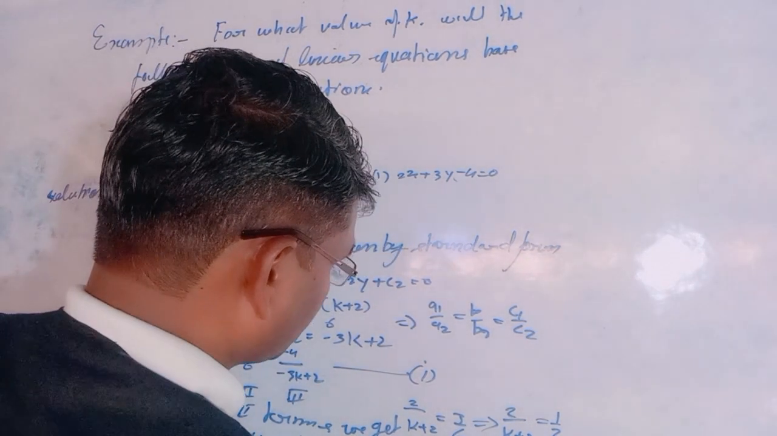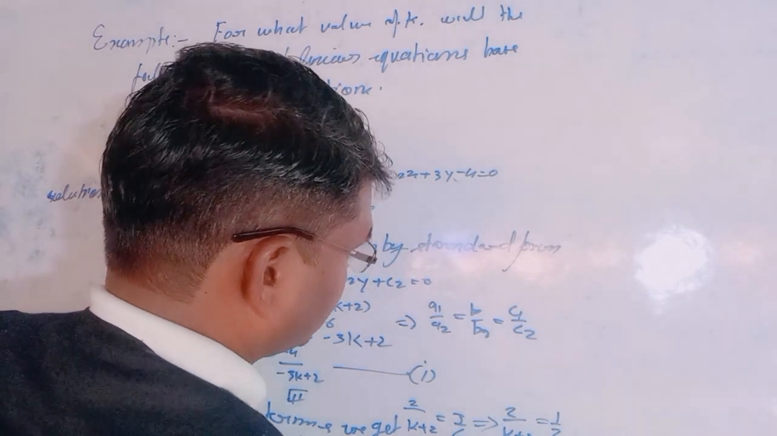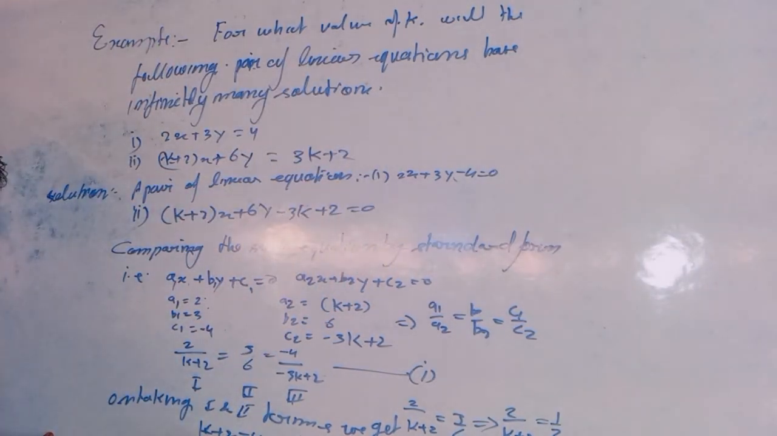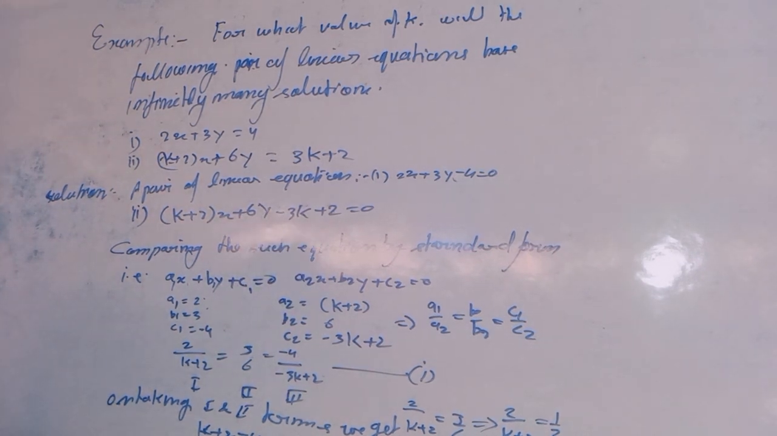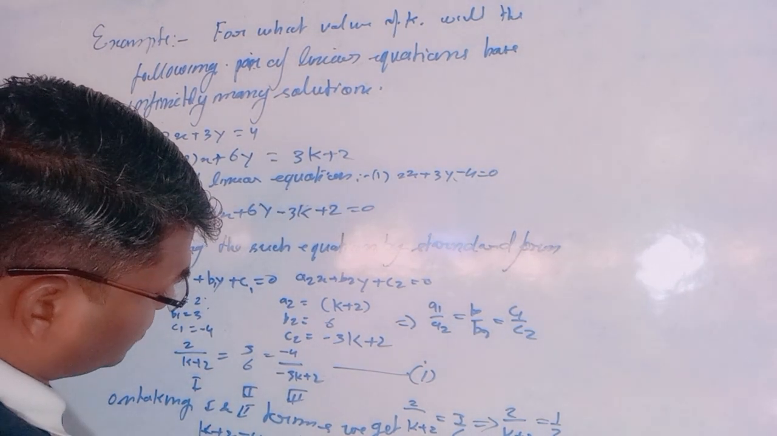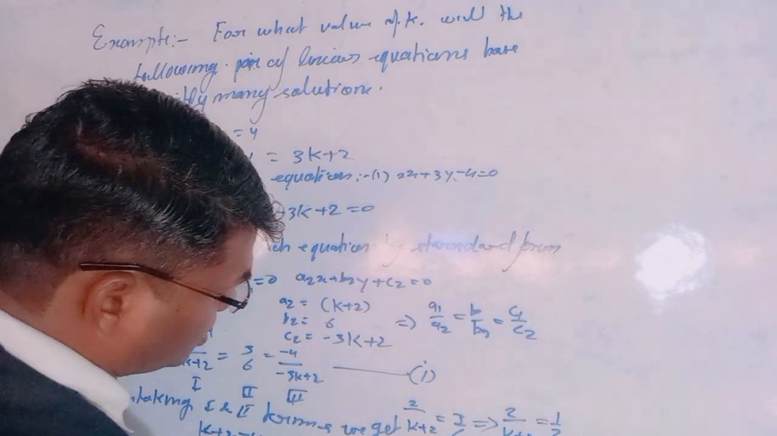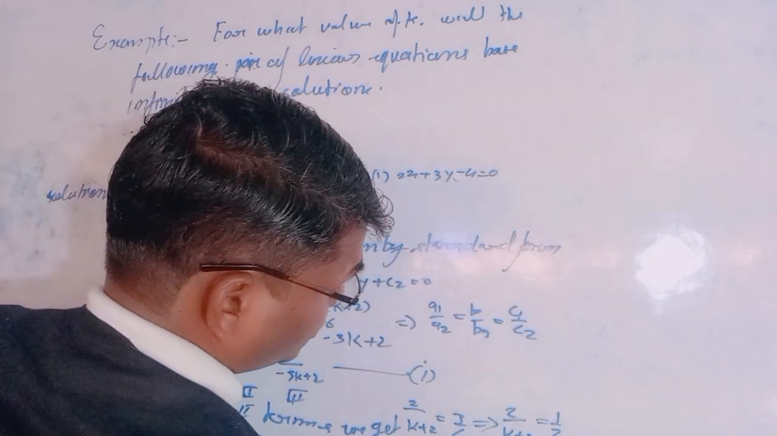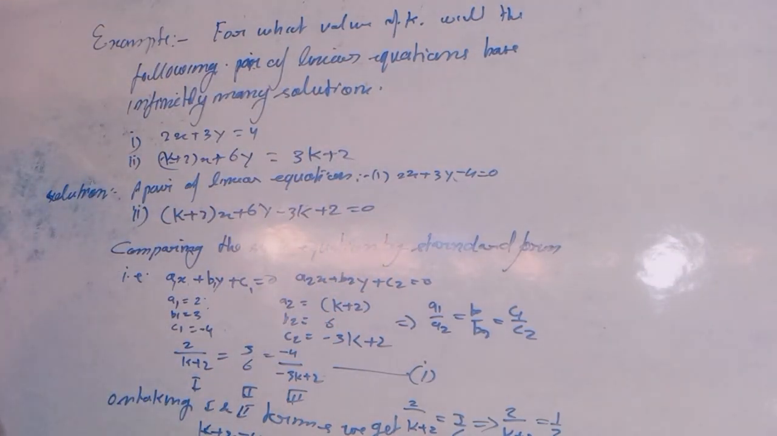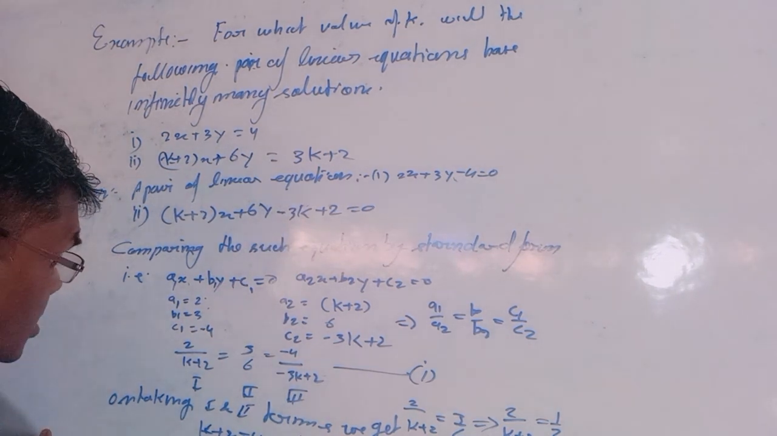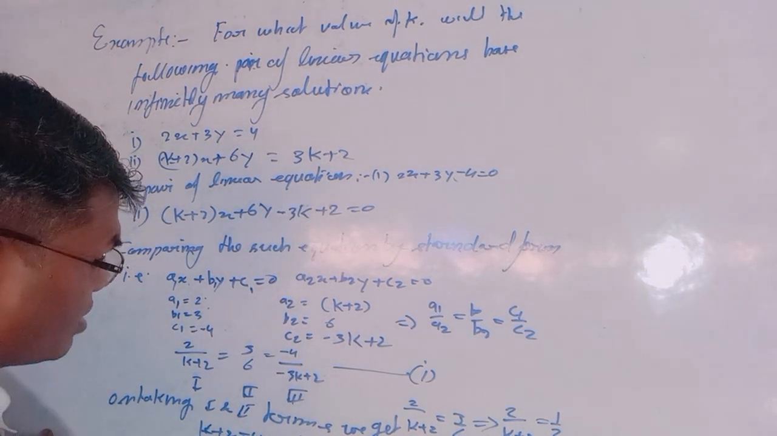It satisfies the last two terms of equation first. Hence we can say that this satisfies, and the required value of k is equal to 2.